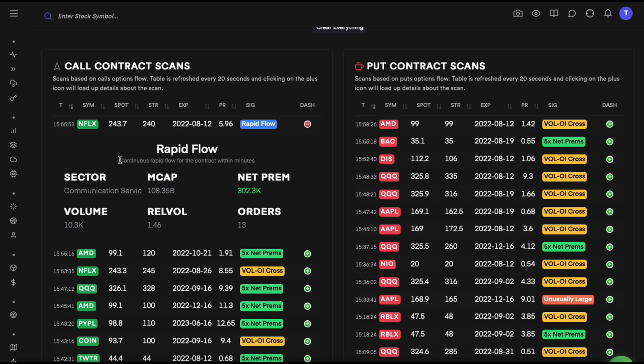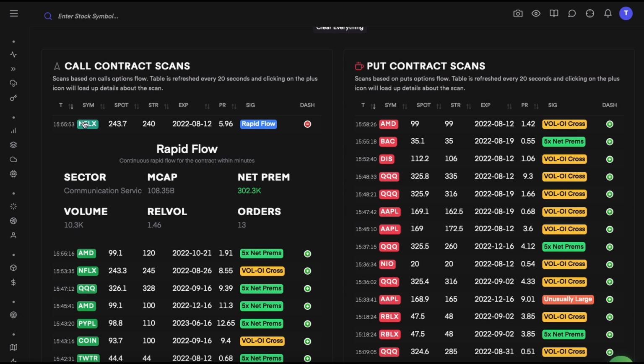So let's say we are looking at this Netflix calls for 240 strike, and let's say we saw 5 different contracts hit our options flow tool. That's what rapid flow is. Let's say we saw those 5 contracts within 2 minutes. Now that's rapid flow because we just saw a lot of flow that came in within a very short span of time.